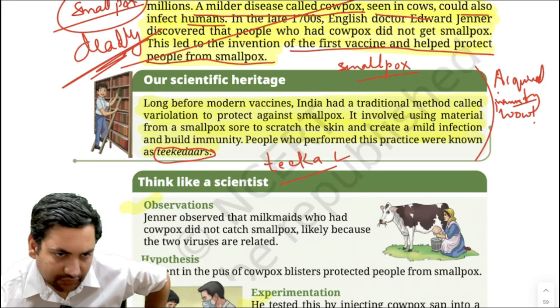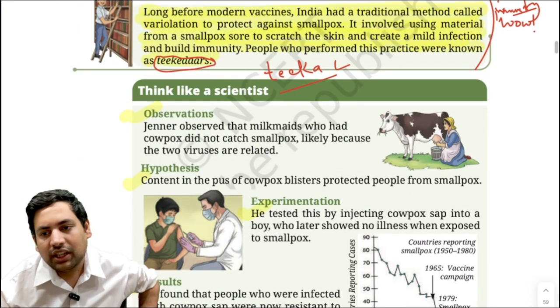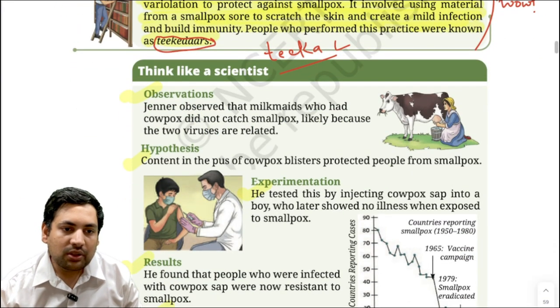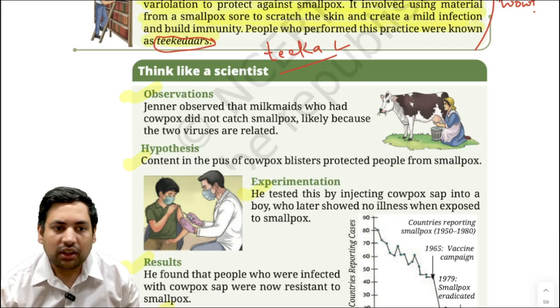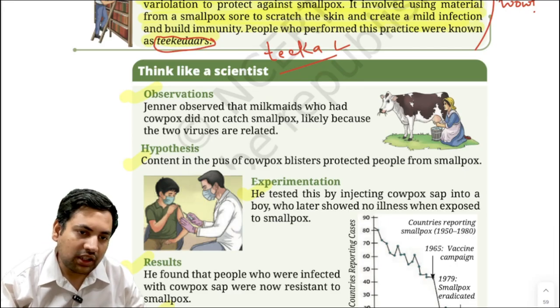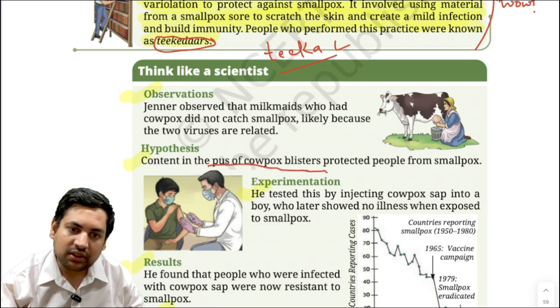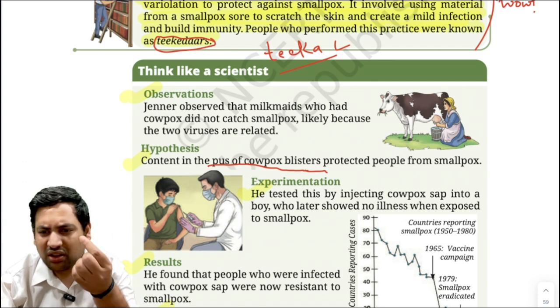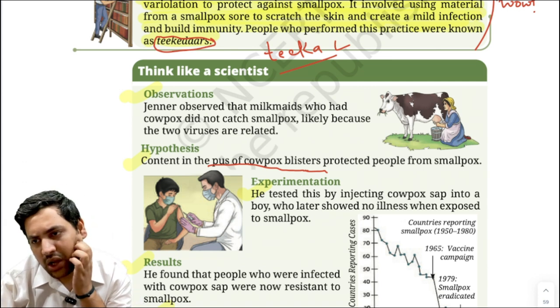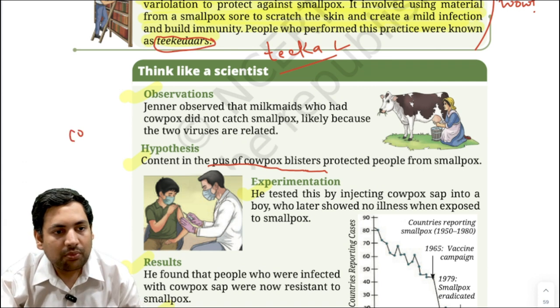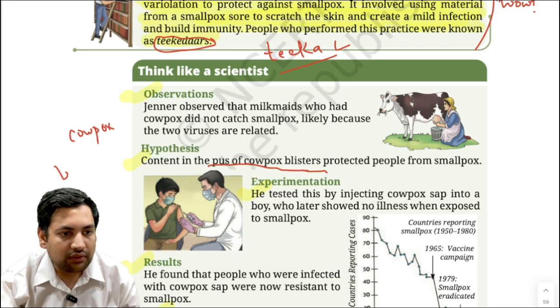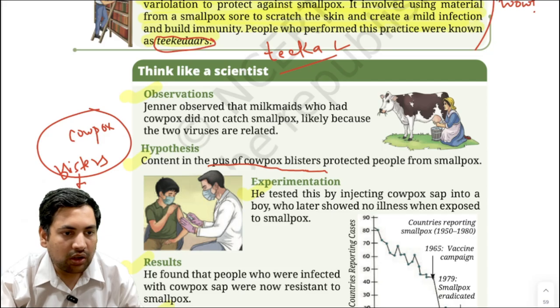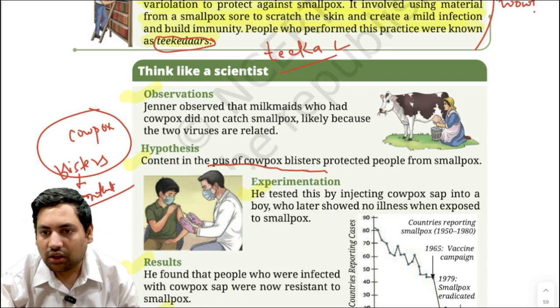Correct? Then, think like a scientist. This is what Edward Jenner did, a similar thing. He took out content from the pus of cowpox blisters. Okay, so what he did, a small disease was there, correct? So from cows or from humans, from the cowpox blisters, which is a very mild disease, they took out some content, correct?